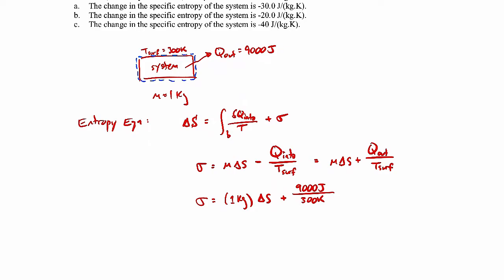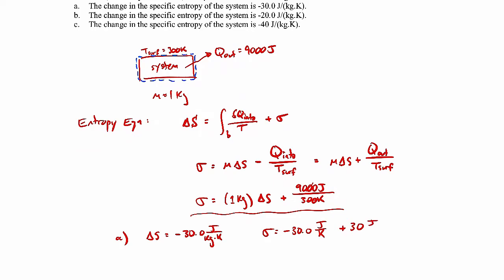All right, so let's go ahead and evaluate for case A. For case A, we're told that the little delta S is minus 30 joules per kilogram Kelvin. So when we plug in the values for this, the first term will be minus 30 joules per Kelvin because we're multiplying it by 1 kilogram. And the next term should be, let's see, that'll be 30 joules per Kelvin. So in the first case, case A, the entropy generation is 0. So that means that we have an internally reversible process.